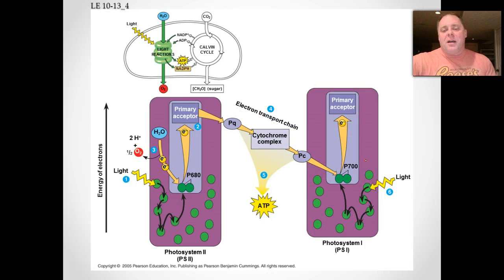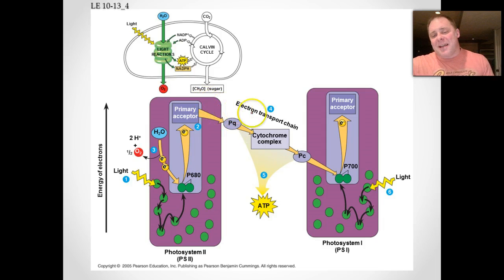Once that moves all the way down the slide, you can see it's going to reach another photosystem, and we're going to call this one photosystem 1. It turns out this one, P700, tends to absorb wavelengths of light around 700 nanometers, whereas this one over here is going to absorb sunlight around 680 nanometers. That's the difference between those two. They absorb slightly different wavelengths of light.